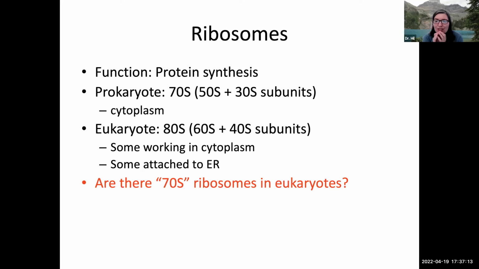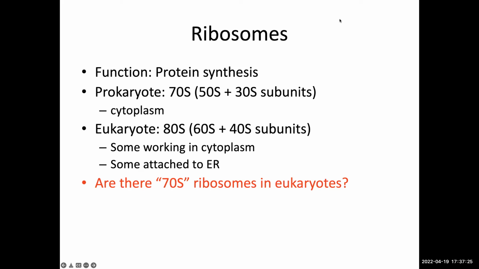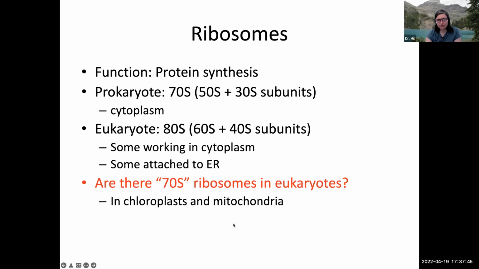Great. The answer is yes. Raise your hand if you want to tell us where they are. Sarah, go ahead. In the chloroplast and the mitochondria. Yeah. Chloroplasts and mitochondria are interesting and unusual because they have their own ribosomes. And those ribosomes are prokaryotic. They're 70S ribosomes. So if you've got a mitochondrion or a chloroplast, which is common, though not found in every eukaryotic cell, then you've got 70S ribosomes inside of you.